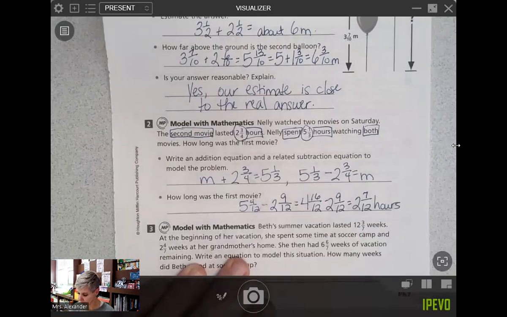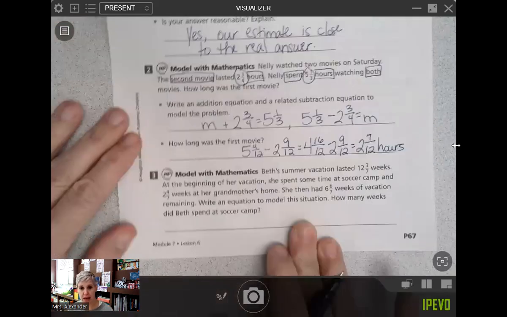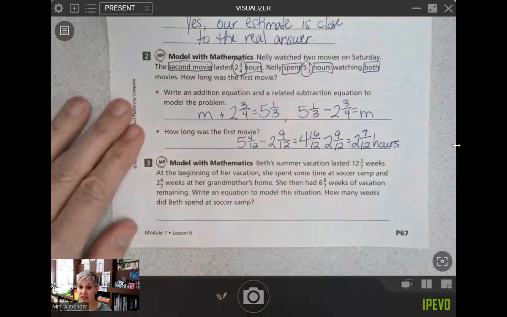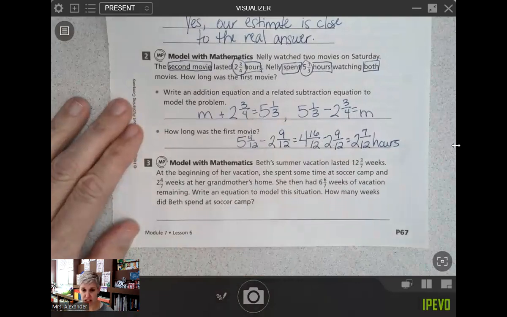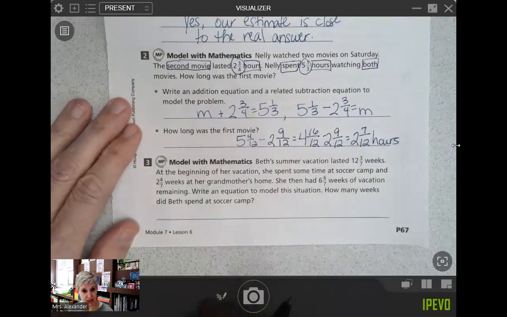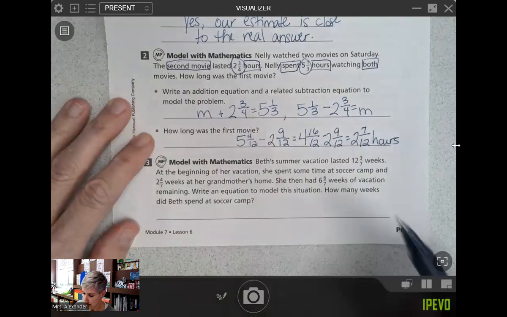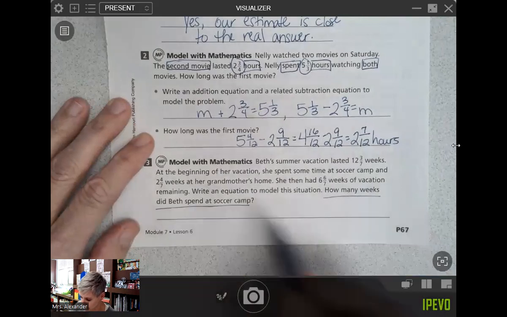Okay. Model with mathematics. Let's see what's happening here. Beth's summer vacation lasted 12 3/7 weeks. At the beginning of her vacation, she spent some time at soccer camp and 2 4/7 weeks at her grandmother's house. She then had 6 6/7 weeks of vacation remaining. Write an equation to model the situation. How many weeks did Beth spend at soccer camp?